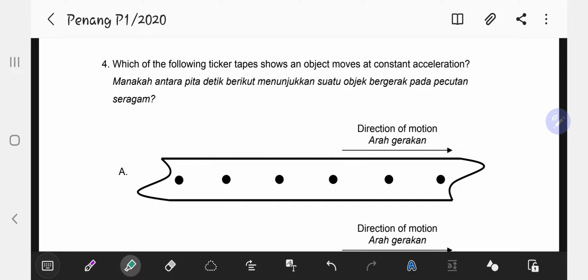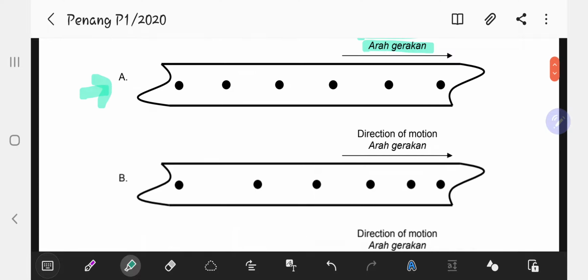Okay, look at this Penang, paper 1, 2020, question number 4. Which of the following ticker tape shows an object move at a constant acceleration? This is A. Look at that. This is the direction of motion. It means that the right side is the first dot. This is B.